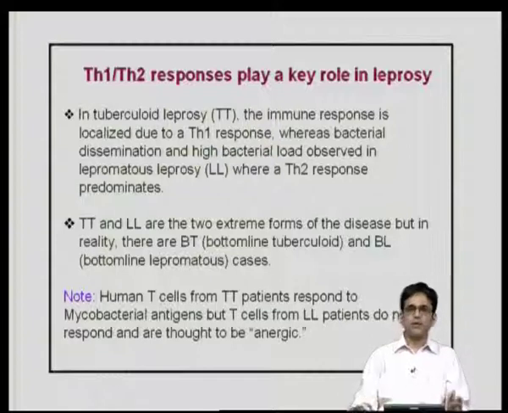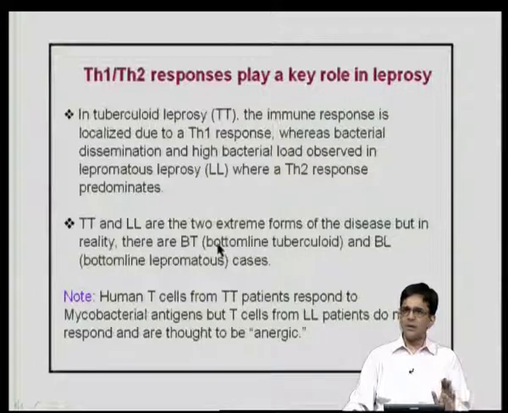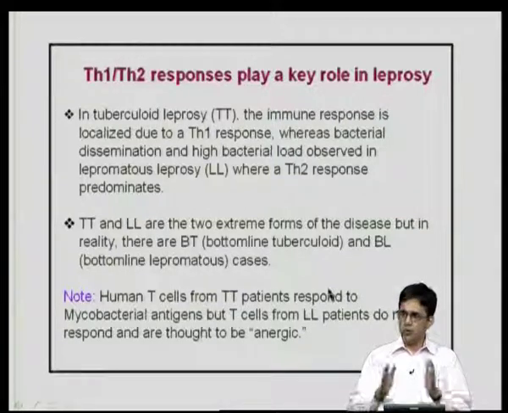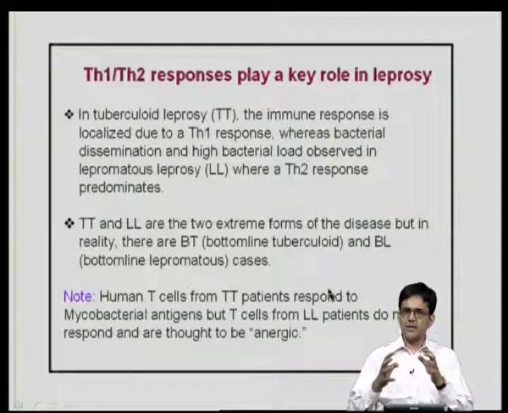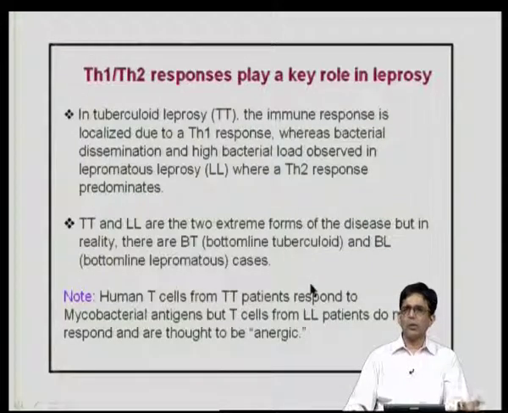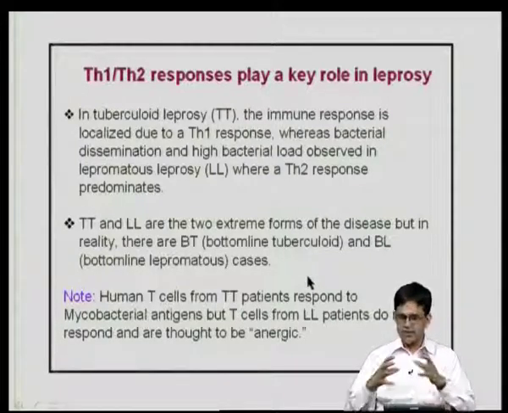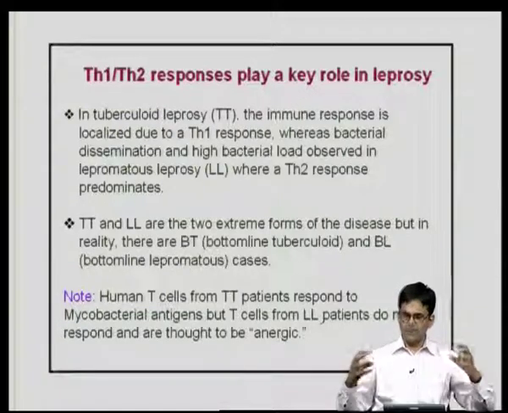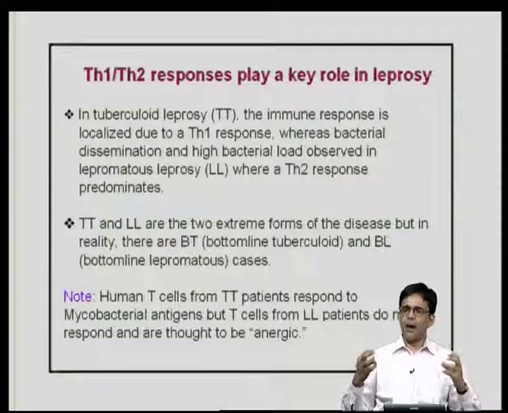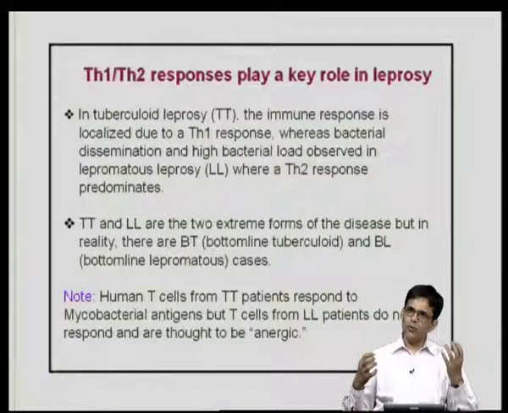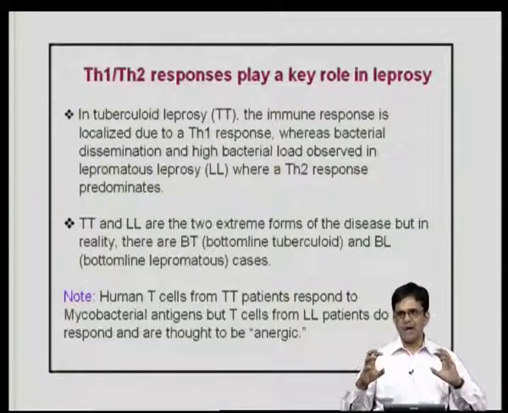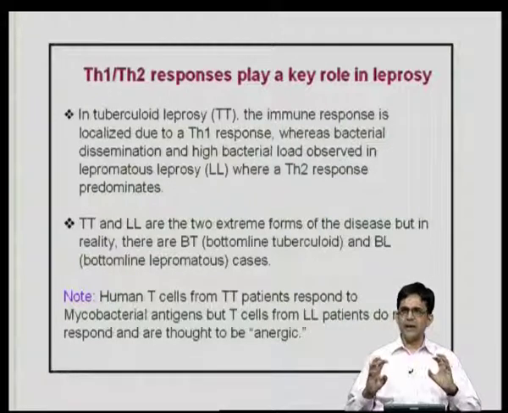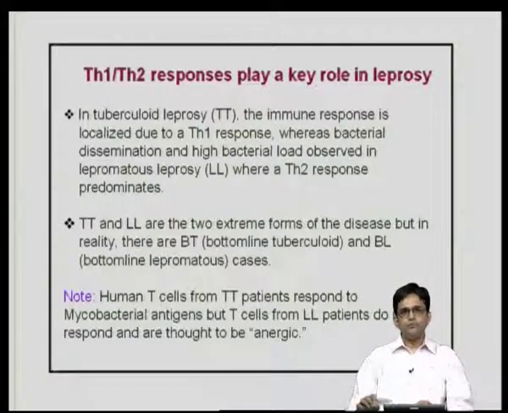Now, this of course, the TT and the LL that are discussed are two extreme forms of the disease, but usually patients are in between. So, you have bottom line tuberculoid or bottom line lepromatous, and so these are in between cases. So, you probably have a mix, but at the two ends are the polar ones, where you have either Th1 or Th2, and that has been shown very nicely in several studies.